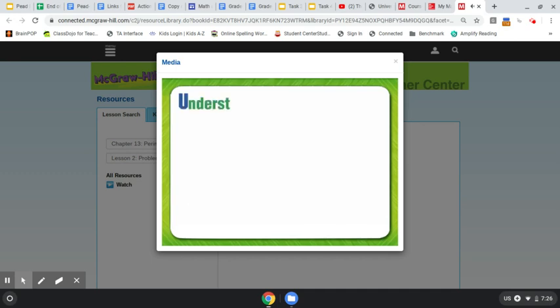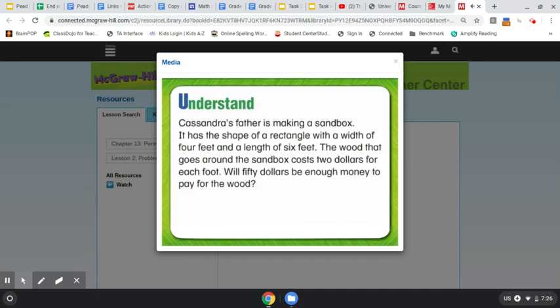First, we need to understand the problem. You know that the sandbox is 4 feet by 6 feet. The wood costs $2 a foot, and they have $50. We need to find if $50 is enough money. Now let's make a plan. We can use the solve a simpler problem strategy to help solve the problem.